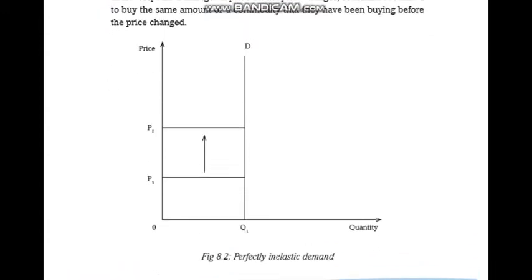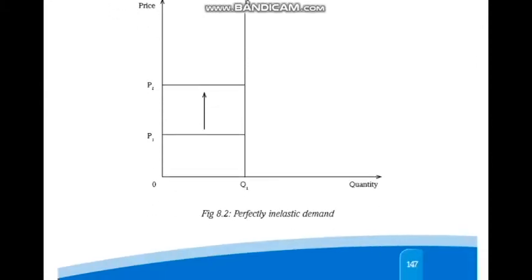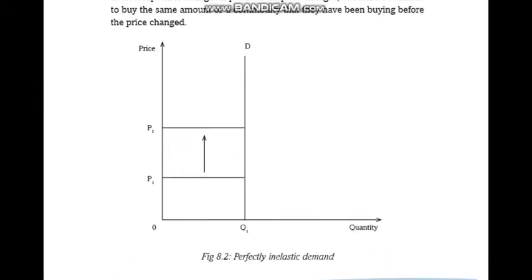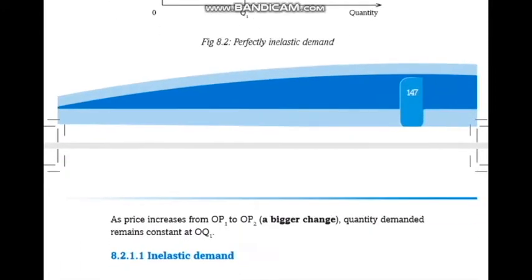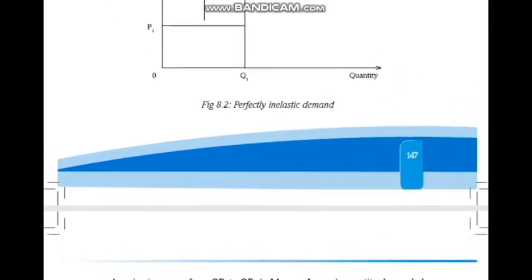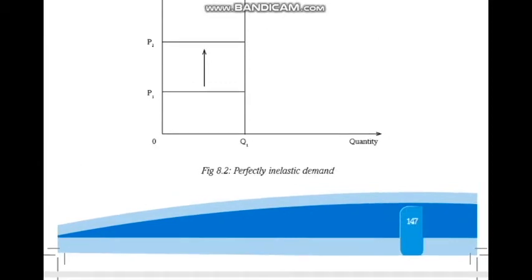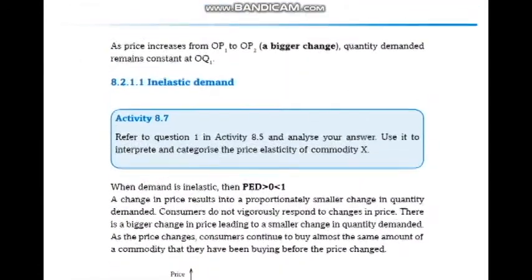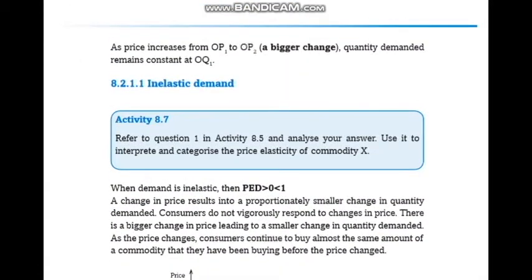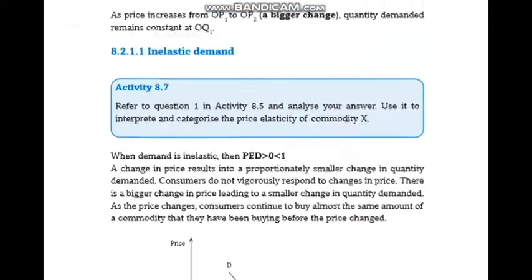This is an illustration of those events. Here you see that the price changed but the quantity stayed the same. That is what we call perfectly inelastic. It means the change in price had no effect on the change in quantity. The quantity stayed the same as what they were buying. As the price increases from OP1 to OP2, a bigger change, quantity demanded remains constant at OQ1.